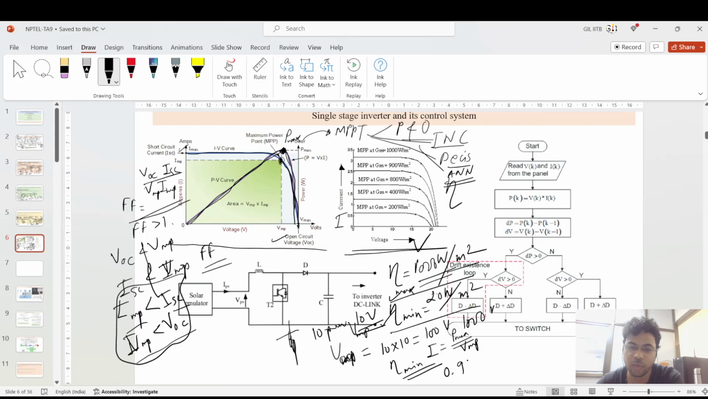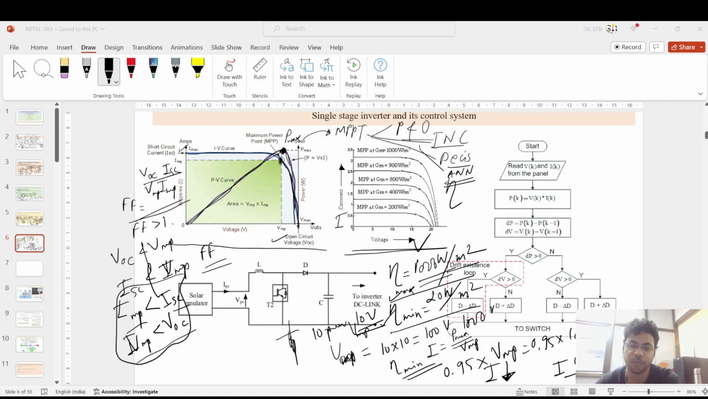The design consideration is such that when the minimum irradiance is there, at that particular point you will also get 0.95, that is 95% of the VMP. That is 0.95 multiplied by 100, which is 95. But the current will be very, very low, because the current is directly proportional to the irradiance. When the irradiance increases, the current will increase, but the voltage will not be affected at that particular point.